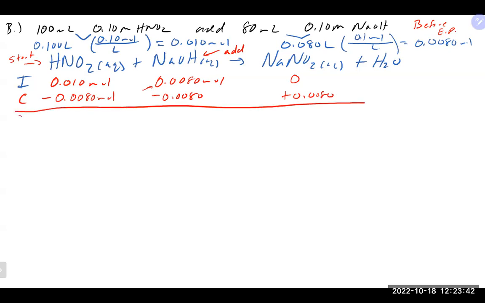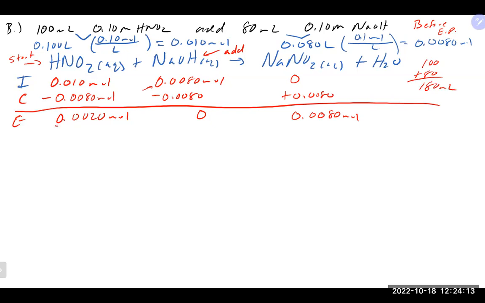That means here we will end up with 0.01 minus 0.008, 0.002 moles, 0, and 0.008 moles. Our total volume at this point is, we started with 100, we added 80, that's 180 milliliters. So at this point, we want to convert it back to molarity.